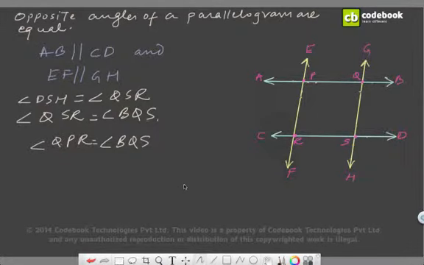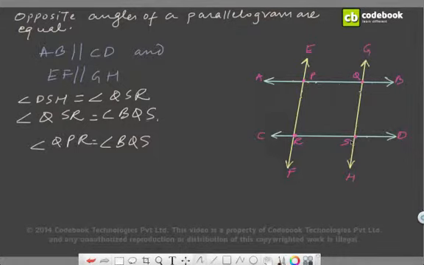A parallelogram is a figure formed by the intersection of two pairs of parallel lines, or in other words, the opposite sides of a parallelogram are parallel. So in this case, PQRS is a parallelogram because PQ is parallel to RS and PR is parallel to QS. So now let's try to prove a theorem.